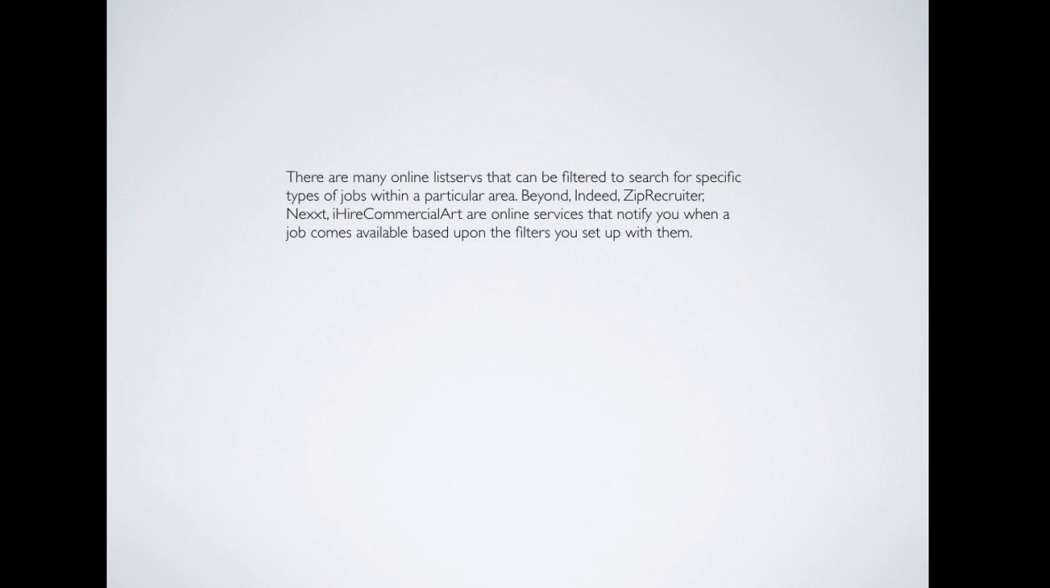There are many online listservs that can be filtered to search for specific types of jobs within a particular area. Beyond, Indeed, ZipRecruiter, Next, iHire, Commercial Art are online services that notify you when a job comes available based upon the filters you set up with them.